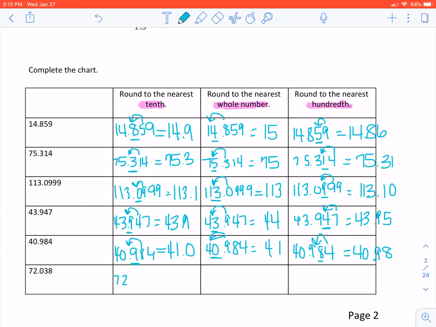All right, and the last row here, let me just write this down. Tenths place value is the 0. 3 tells you to leave it alone. And yes, you are still going to write that 0 there. Whole number would be the 2. So the 0 is going to tell you to keep it as just 72. And the nearest hundredth would be your 3. 8 tells you to push that up to a 4.